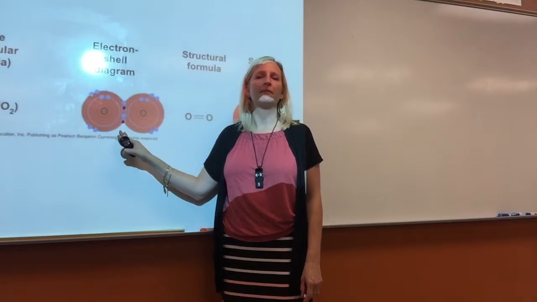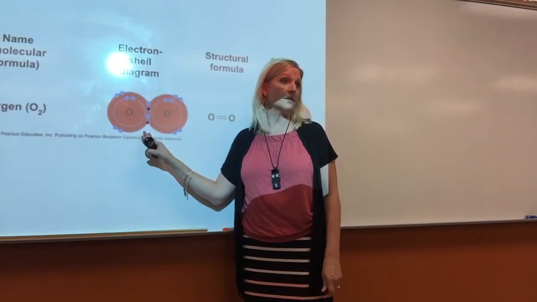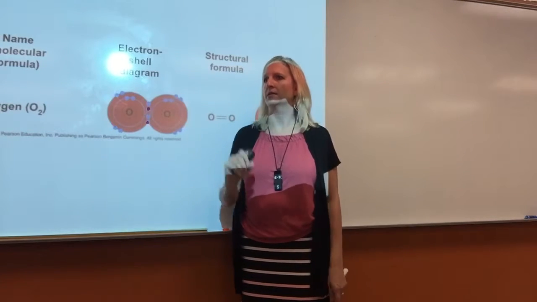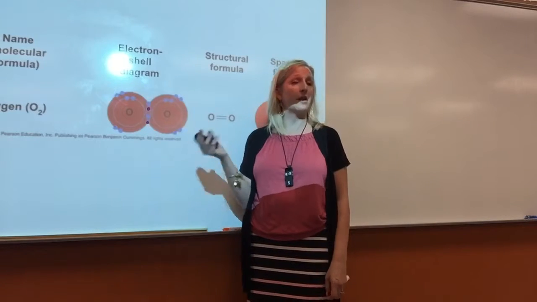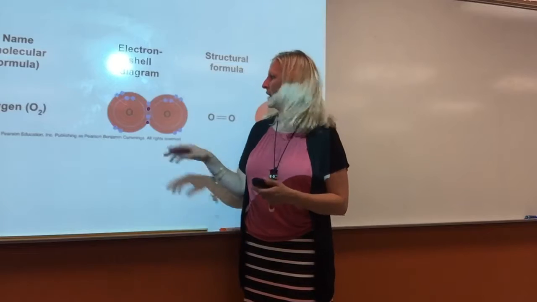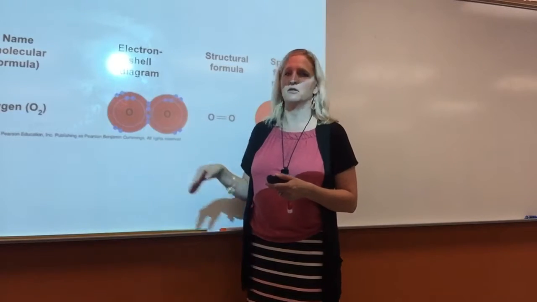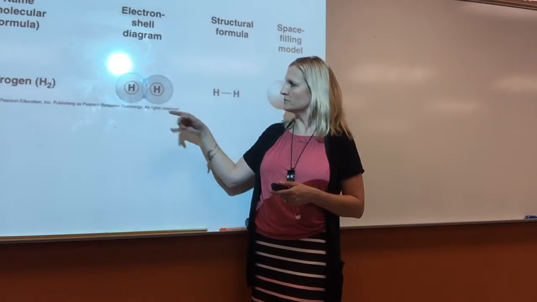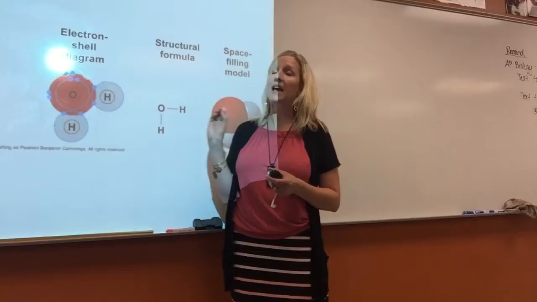Meaning, is it an ionic bond? What type of bond is it? It is a covalent bond. So this is a double covalent bond. Covalent bond means that they're sharing electrons. All right, so that's what we have going on here. The last picture with hydrogen was a single covalent bond, and now we have a double covalent bond.